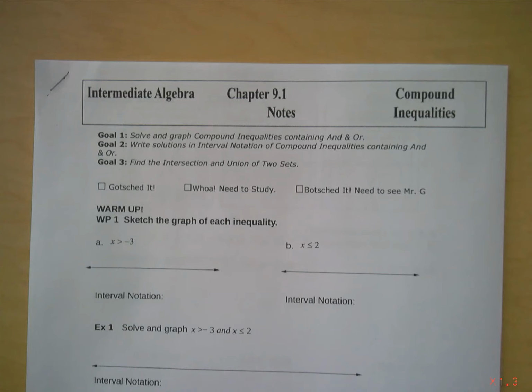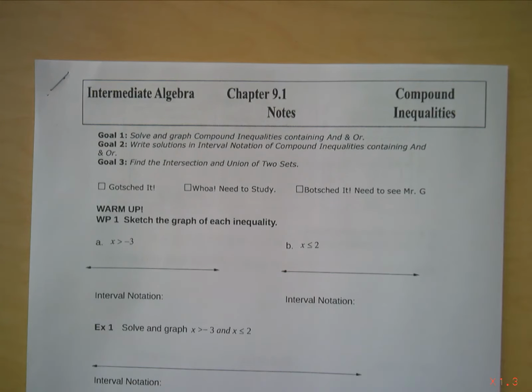All right, so that's kind of where we're at. So today, we're going to do goal number 1, 2, and 3 here: solve and graph compound inequalities involving ands and ors. Goal number 2, we're going to write solutions in interval notation. I'll remind you what that looks like. We have done some basic inequalities earlier this year. And then last but not least, I'm going to talk about intersections and unions of two sets.